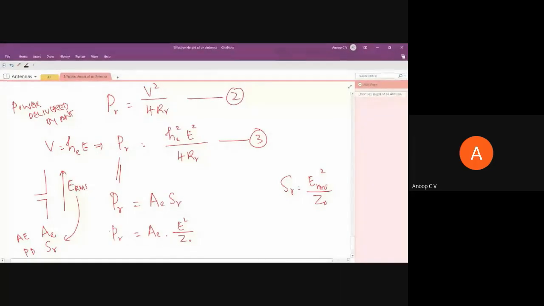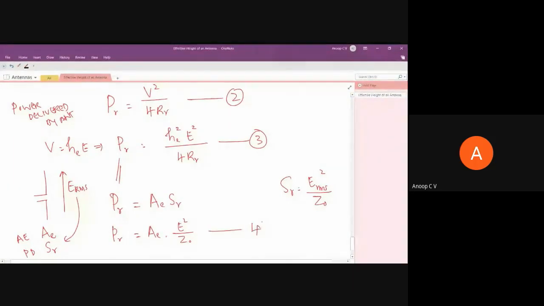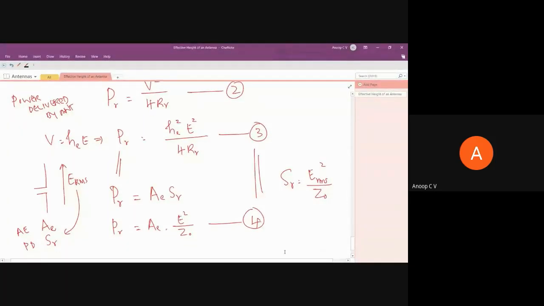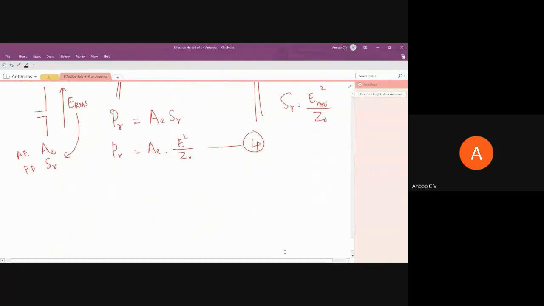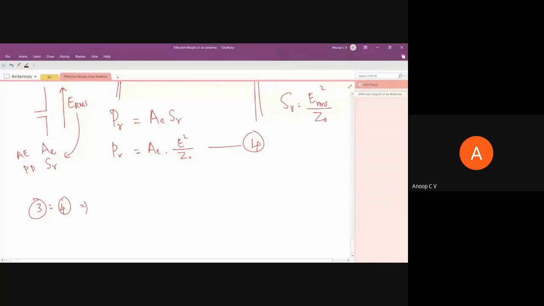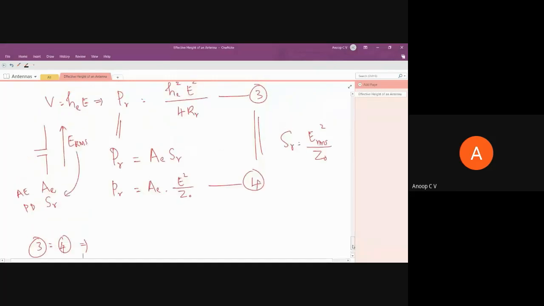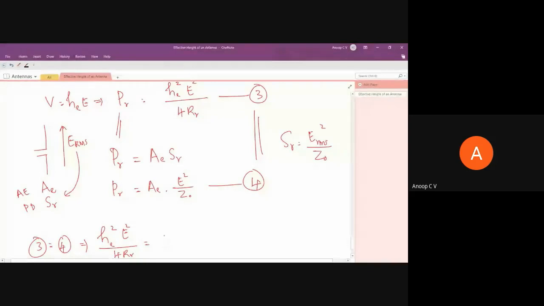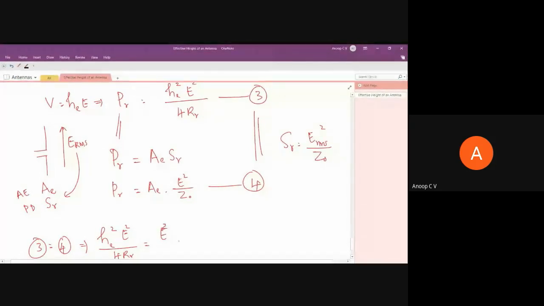This PR can also be found out like this. So equations 3 and 4 are the same; the left hand sides are the same, so the right hand sides also ought to be the same. If you equate equations 3 and 4, what we have is HE square E square by 4 RR equal to E square by Z naught into AE.